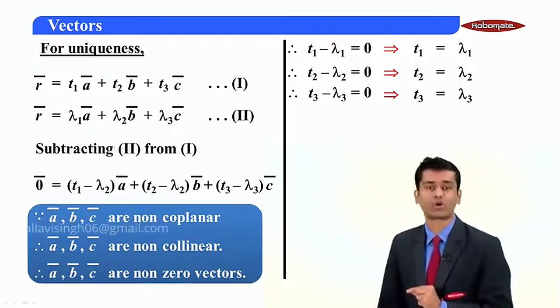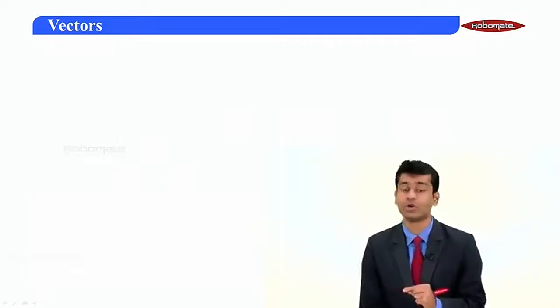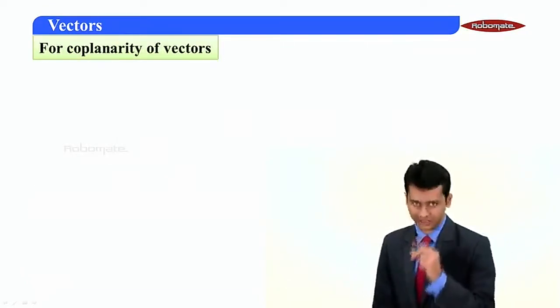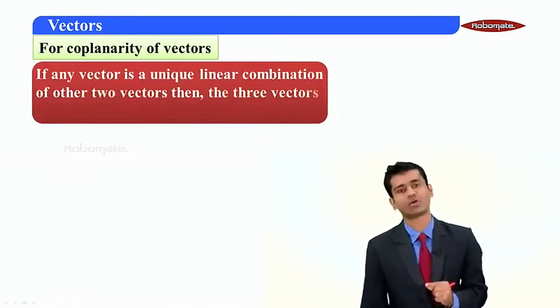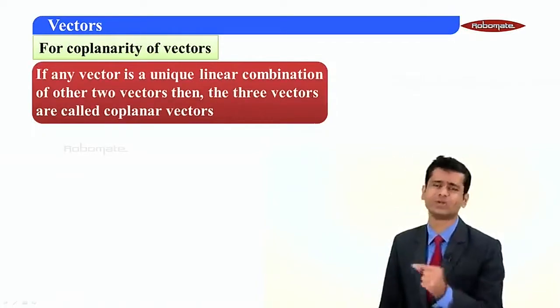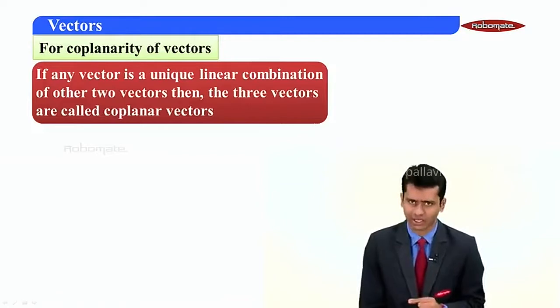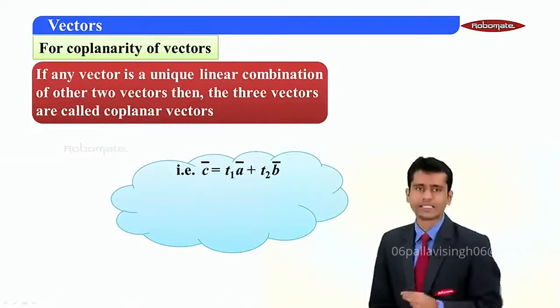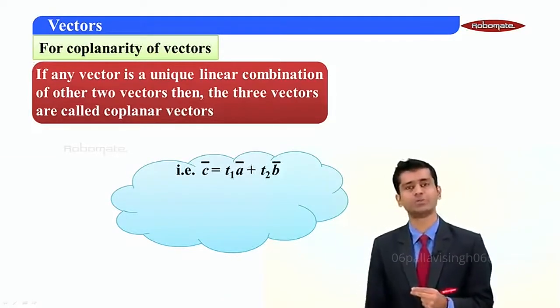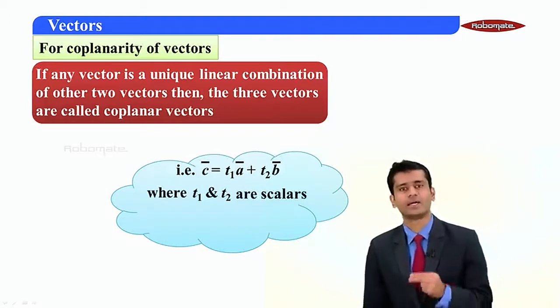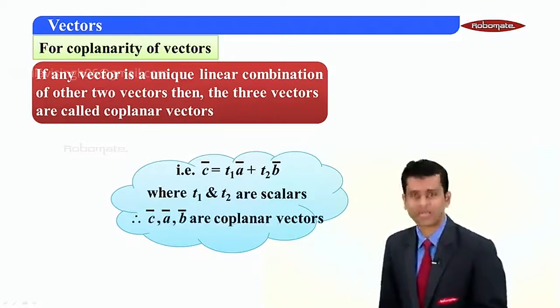Now students, for coplanar vectors, we have to prove it. Number one, if three vectors are coplanar, you can prove any one vector is a unique linear combination of the other two vectors. For example, c bar is equal to t1 a bar plus t2 b bar. So I can say that c bar, a bar and b bar are coplanar vectors.